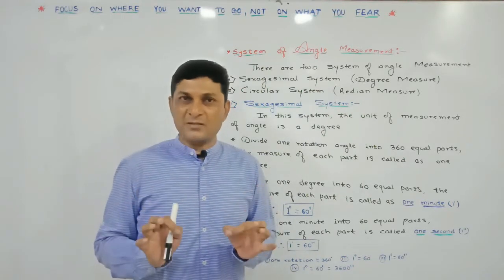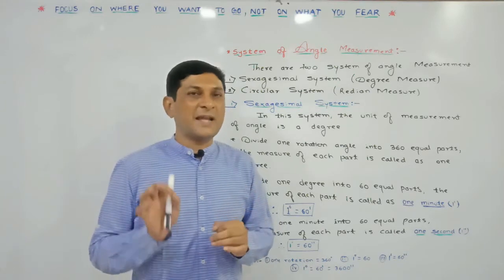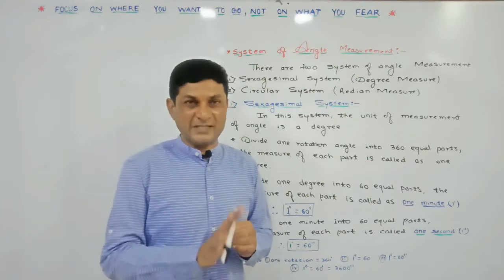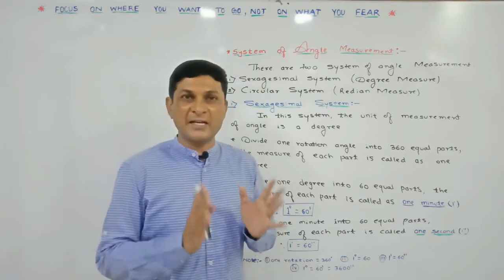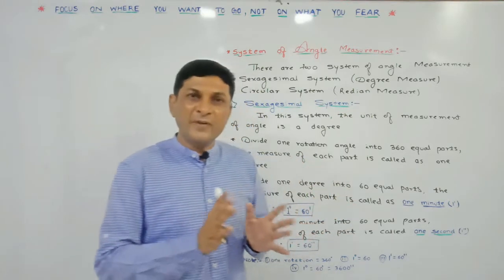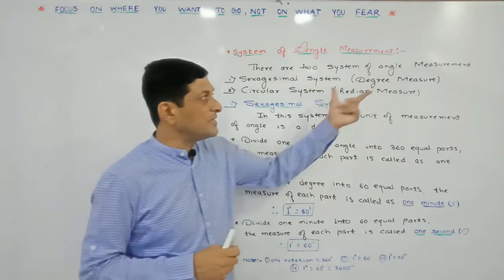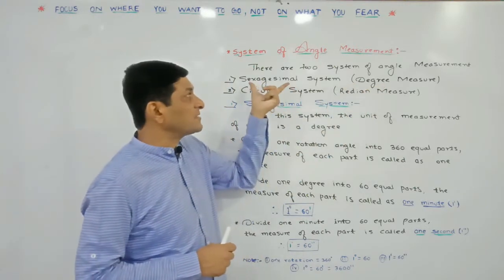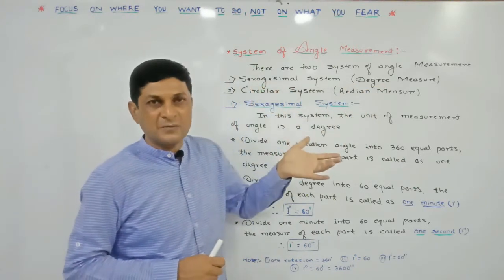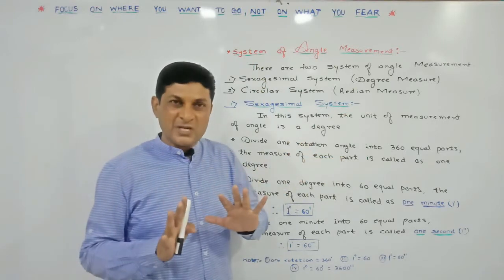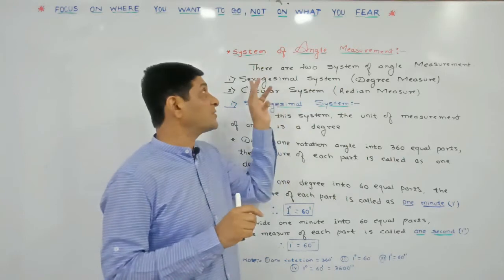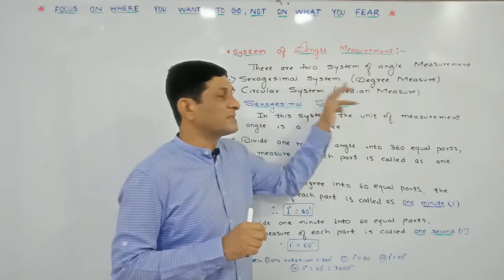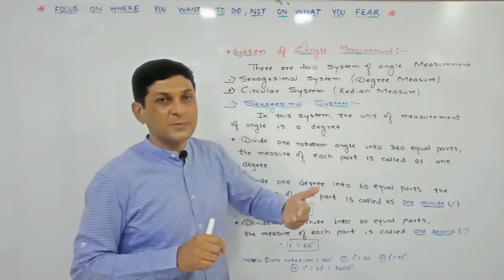Up to 10th standard you have seen that angle is measured in what? Degrees. Whenever we are measuring the angle in degrees, that system is called the sexagesimal system. Up to 10th standard the system of angle measurement which we are using is called the sexagesimal system. In this system angle is measured in degrees.